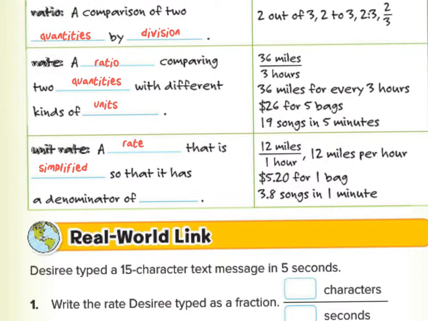So let's repeat that. So a unit rate is a rate, just like we saw here, a comparison of two units, that is simplified so that it has a denominator of 1, meaning the bottom number will become 1, like we did here. 12 miles per hour. $5.20 for one bag. 3.8 songs in 1 minute. All ones. We're bringing it down to the unit, to the one. So the price for one, essentially.